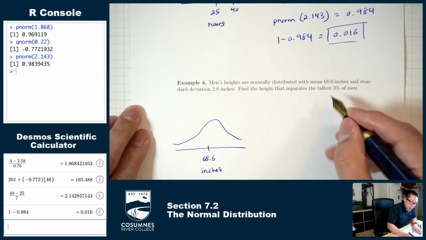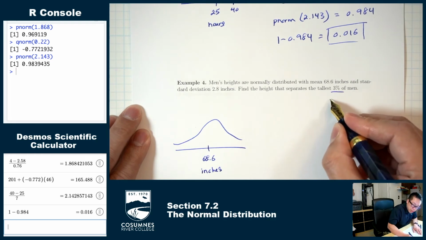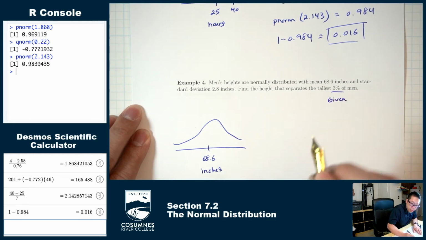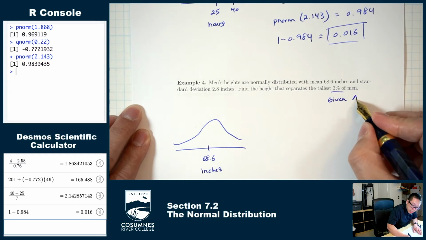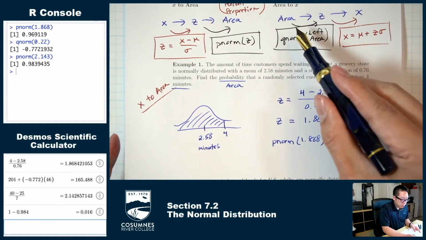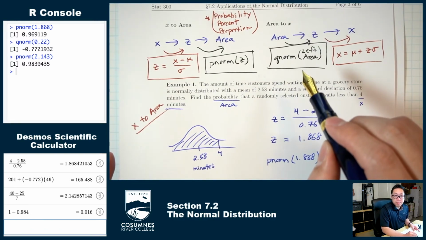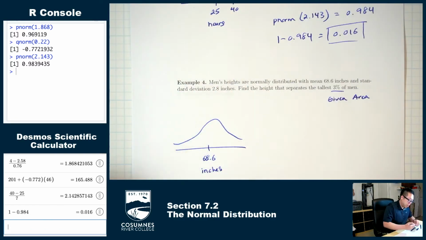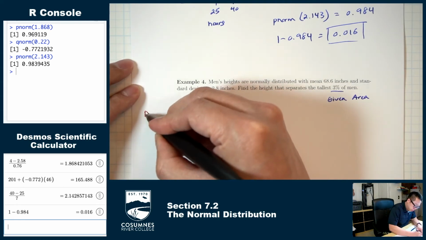So I noticed that I'm given this percent. Right, percent, you should think area. So we're given an area. So this is telling me that I'm starting off in an area, so it would have to be an area to x. Okay, so this is an area to x for sure.